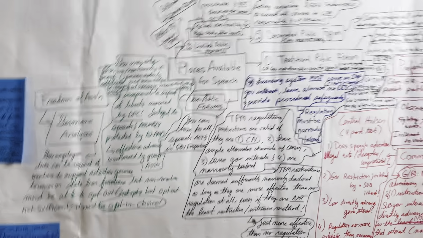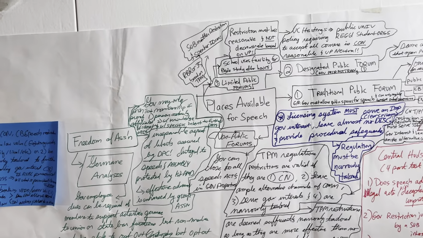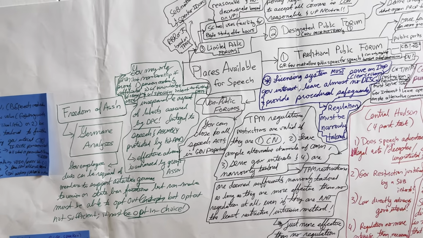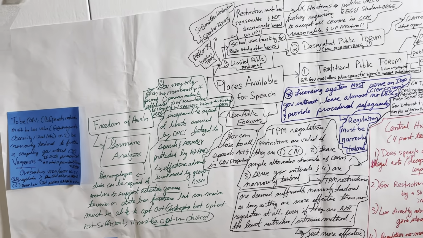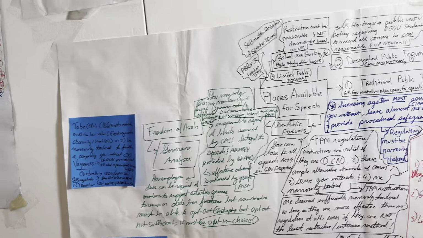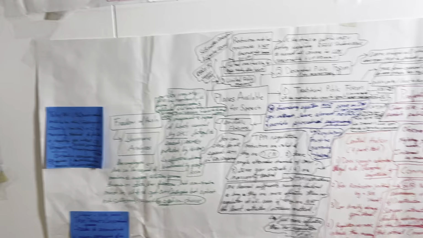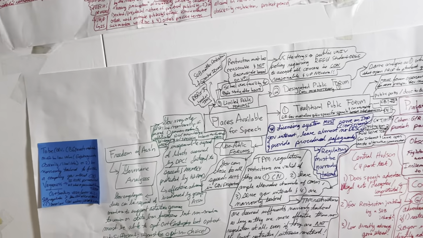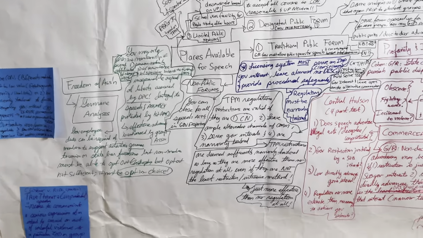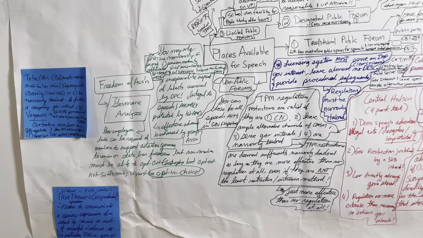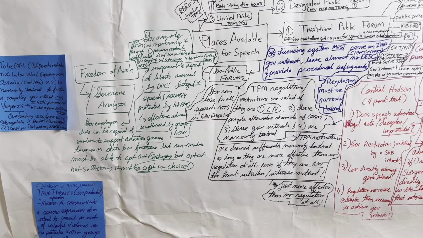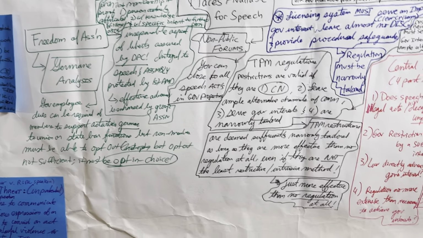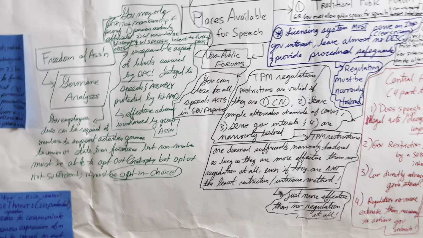So remember, we don't allow content-based restrictions. We can't fully close the channel of communication. We have to provide ample alternative channels of communication. We have to serve some sort of government interest that is important or substantial, and we've got to have narrow tailoring. These time, place, manner restrictions are deemed sufficiently narrowly tailored as long as they are more effective than no regulation at all, even if they are not the least restrictive or intrusive method.